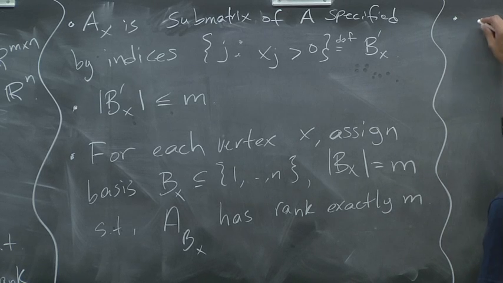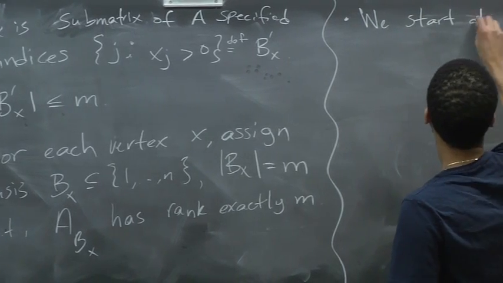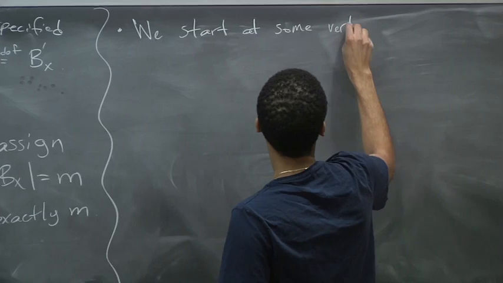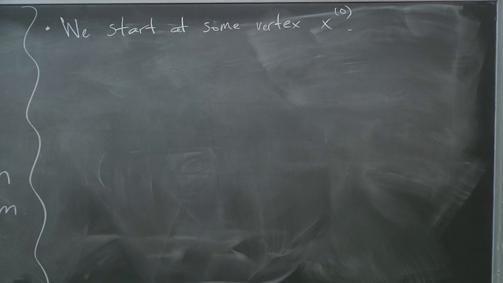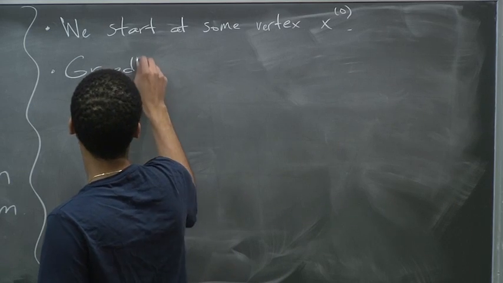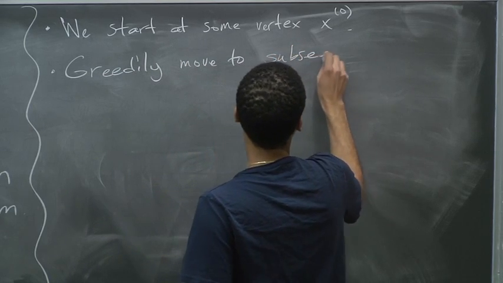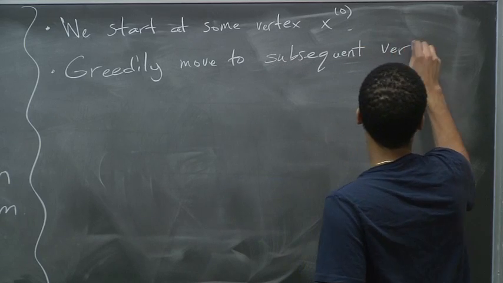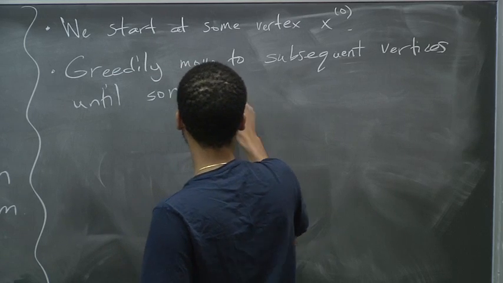so now we'll always start at some vertex. Let's call it x0 as the initial point. I mentioned how to get an initial point to start with simplex last lecture by basically running simplex on another LP. Okay. So we start at some initial vertex x0 and greedily move to subsequent vertices until some halting condition, which I said last time, and I'll write it again.